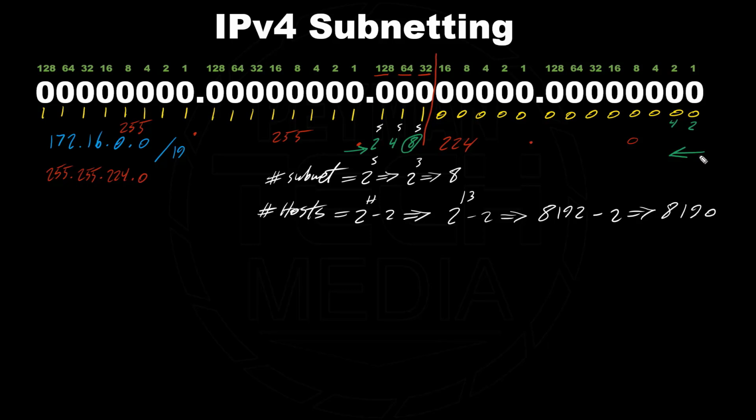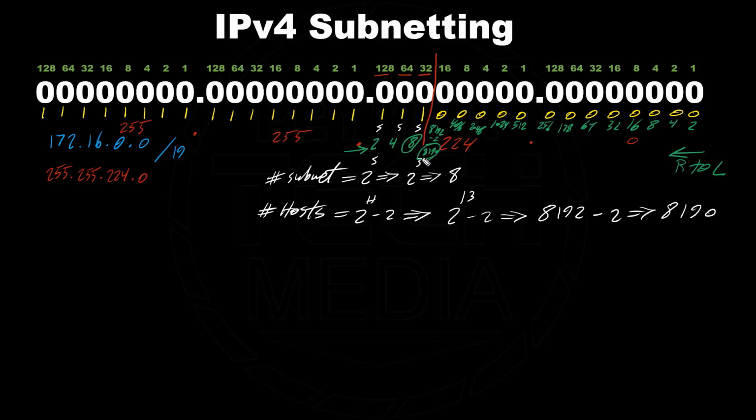And as we talked about here, for the number of available IP addresses, if we go from right to left, starting at the bottom with 2, we get 2, 4, 8, 16, 32, 64, 128, 256, 512, 1024, 2048, 4096, 8192, minus 2, 8190.